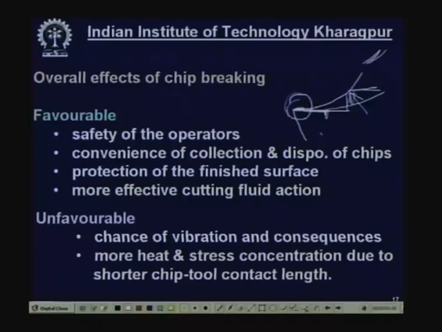So, the heat and stress will be confined in a small region near the cutting tip, and there will be a lot of stress concentration and heat concentration. As a result, there will be a chance of breakage, chipping or plastic deformation. Hence, it is said: more heat and stress concentration due to shorter chip-tool contact length. That is why this sharp corner should be provided with a negative land and then rounding, to provide mechanical strength as well as heat dissipation. This is needed.